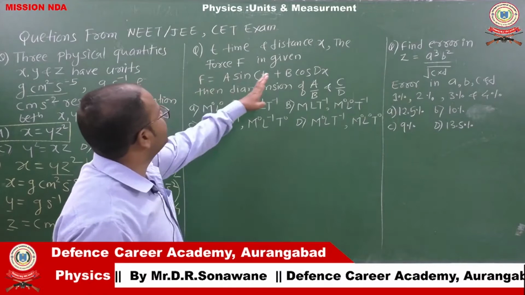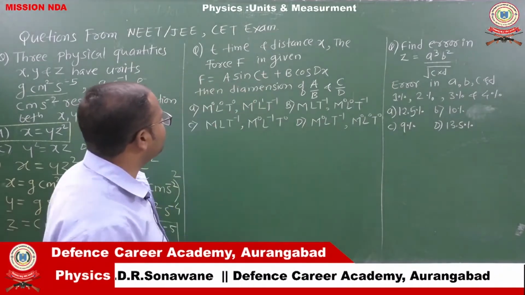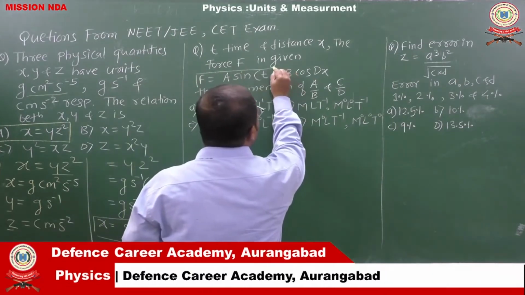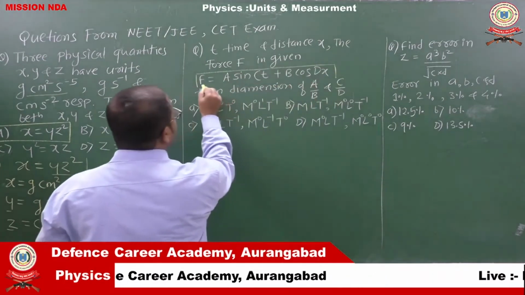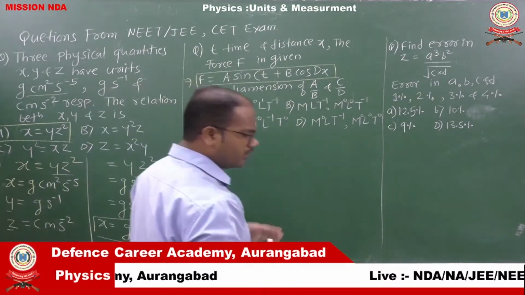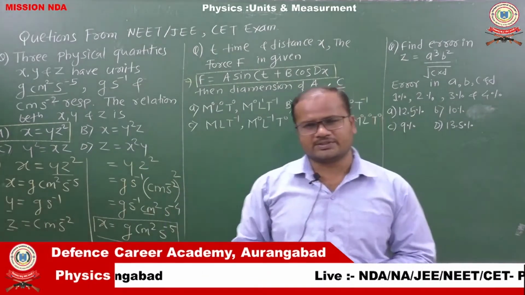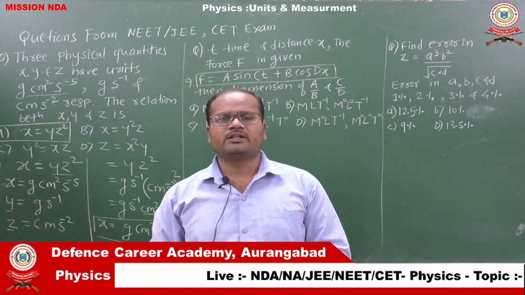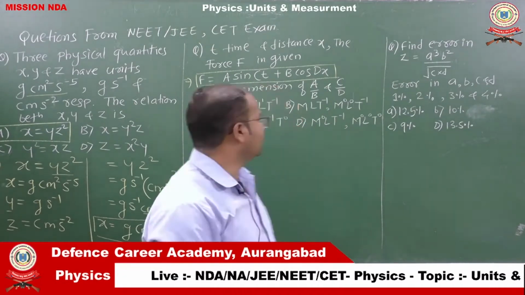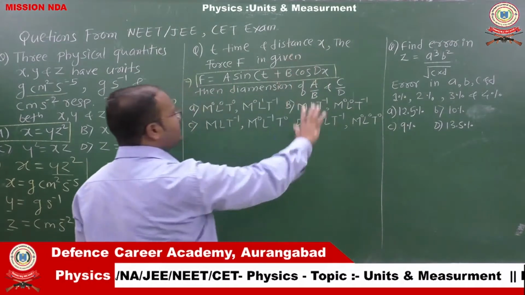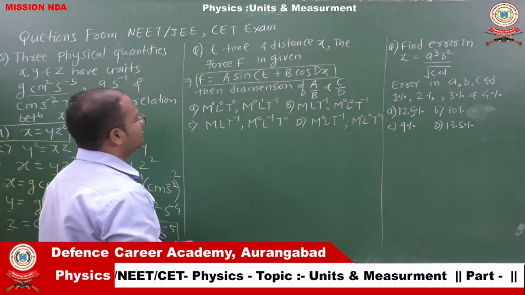The force F is given by the equation F equals A sin(C t) plus B cos(d x). When this type of question is given, we must know the rules of dimensional analysis. The trigonometric function, algebraic function, exponential function do not have any dimension. It means sin theta, cos theta, whatever trigonometric functions there are, they will not have dimension.